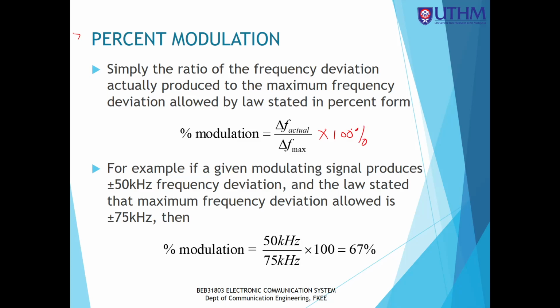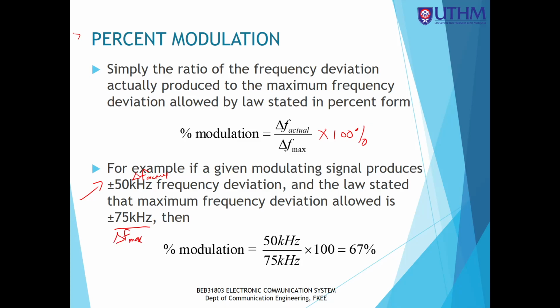Okay, we need to multiply it with 100%. For example, this is the example. Given the modulating signal produces plus minus frequency deviation, so this is actually delta F actual. And the law stated that the maximum frequency deviation allowed is 75 kilohertz. So this is delta F max.